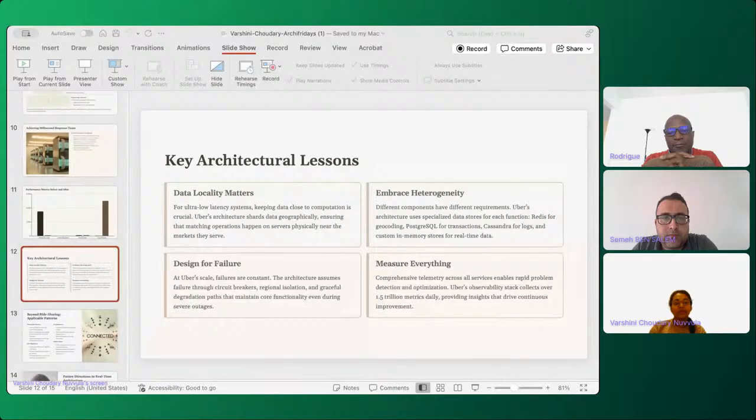So the key takeaways here are that architecture is a business enabler. Uber's growth was powered by its technical evolution.